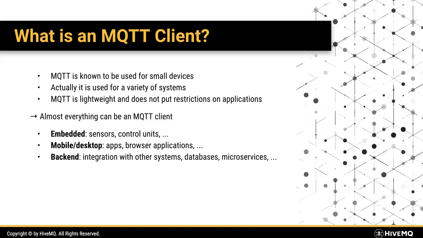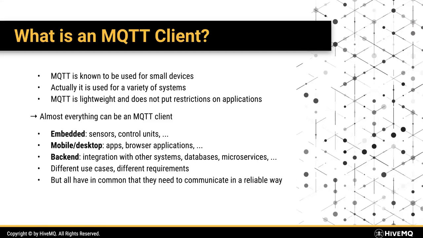But we also have something different. We have mobile and desktop clients. So all these different systems, what they all have in common is they want to communicate in a reliable way. And what they also have in common, they are not just one, they are not just 100, there are probably thousands or even millions of these clients. So MQTT is actually a solution for all these different kinds of systems to connect them and to have a reliable communication between them.